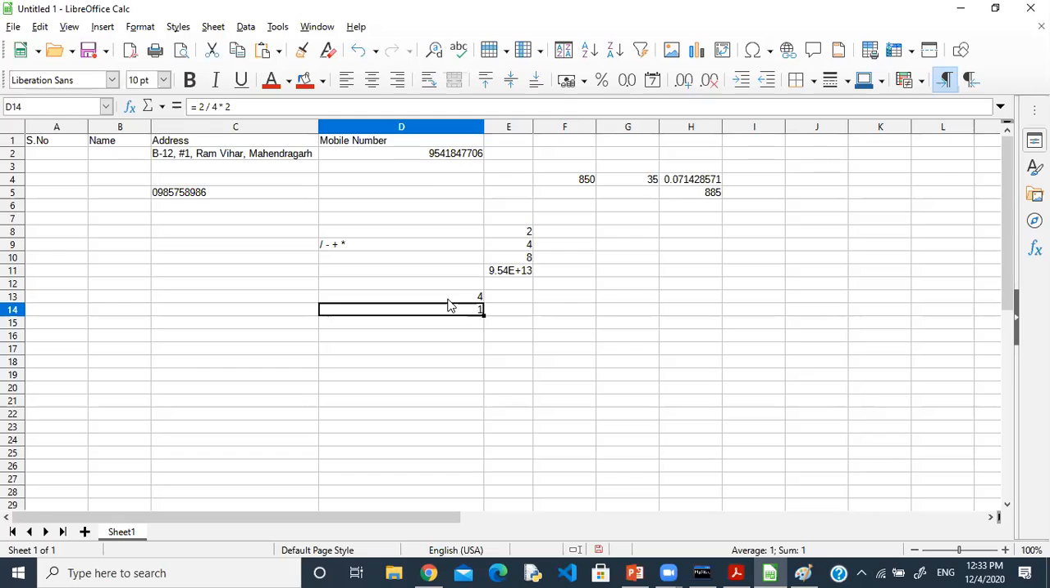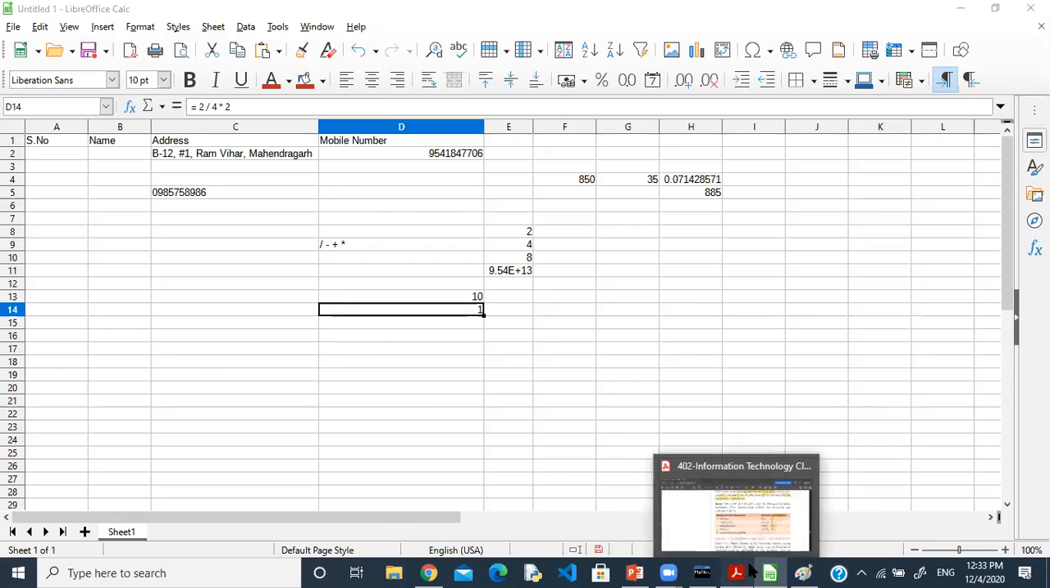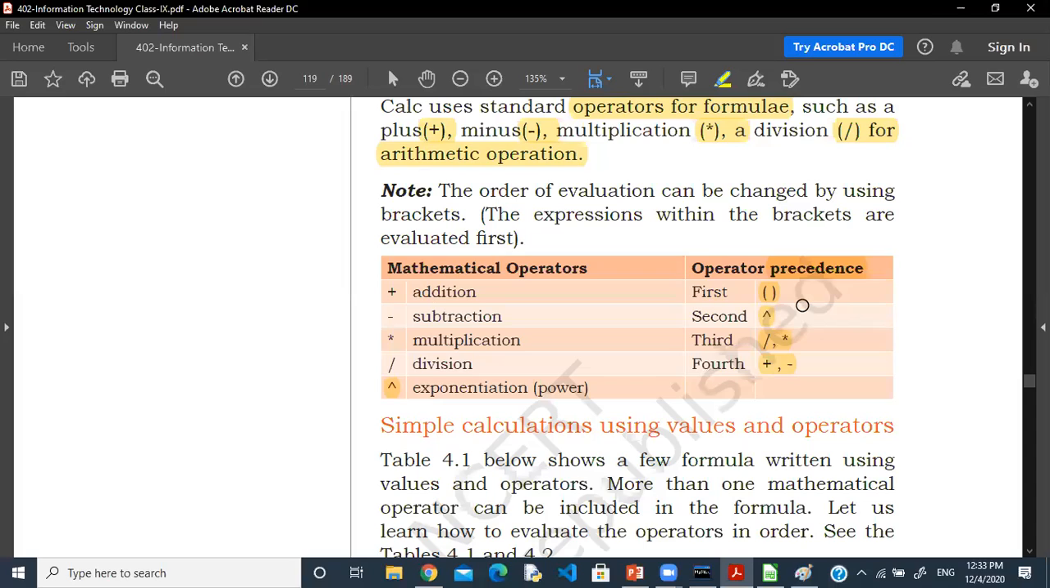Okay. Suppose I want to multiply first and then divide, or I want to divide first and then multiply. Then what will I do? I have to put the brackets here. In that case, first it's going to divide and then it's going to multiply, and we are getting 10 here as the output. So precedence of operators decides how the execution goes on whenever we have multiple operators.